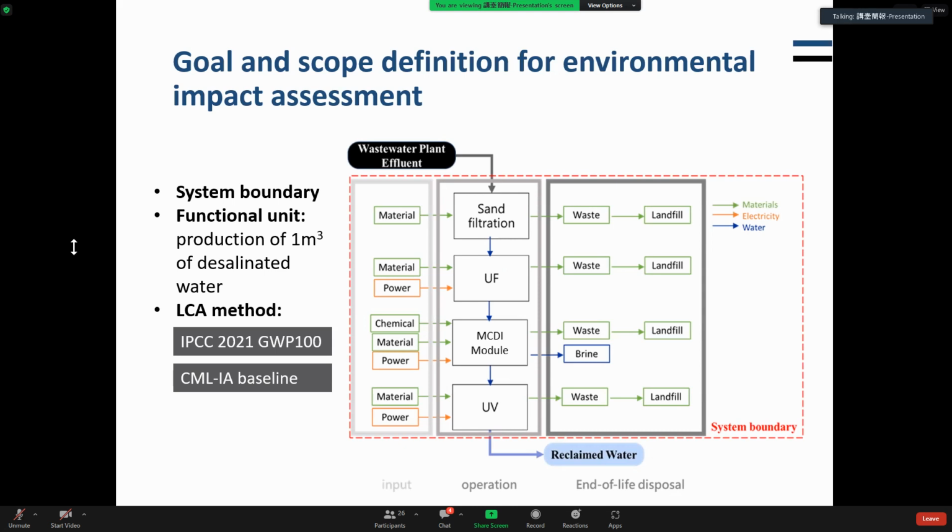Thank you for the presentation. I'm just curious about the application of the UV after the MCDI. Is there any specific reason for this application? Oh, yes. After the MCDI module, the water still has a relatively higher concentration of organic matter, so we try to reduce the concentration of organic matter. Yes, I think that's the main idea. Yeah, I think UV is mainly for disinfection purposes. That's the main purpose.